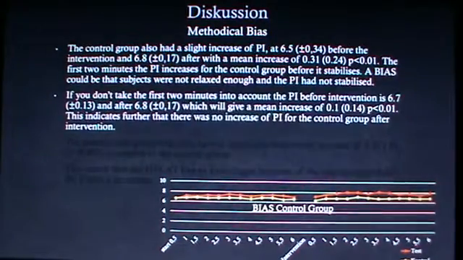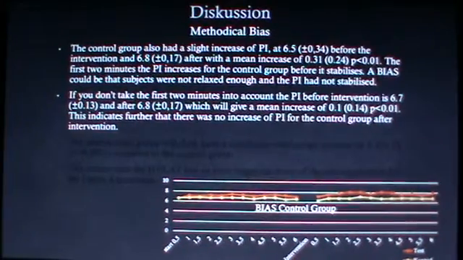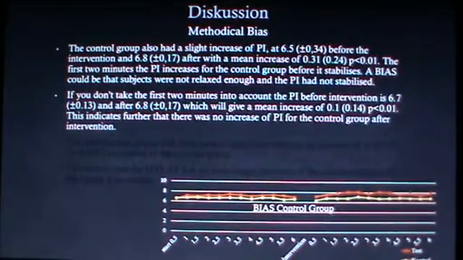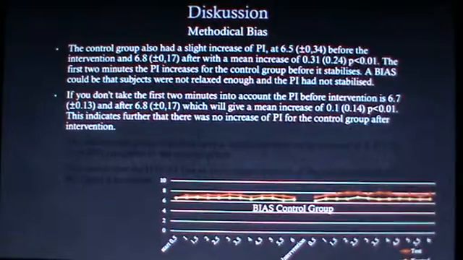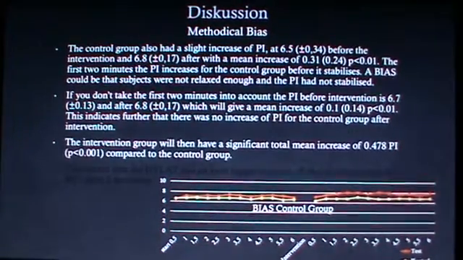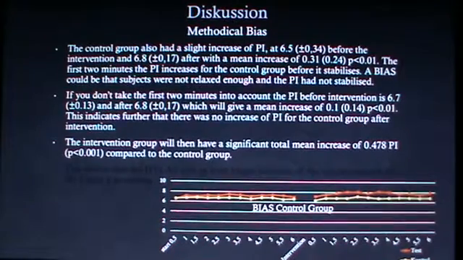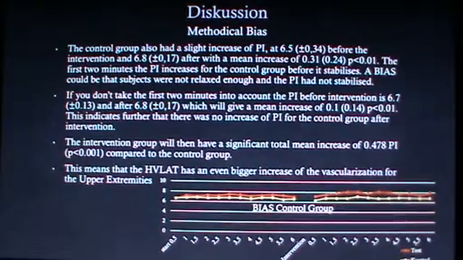If you don't take the first 2 minutes into account, the perfusion index before the intervention is 6.7 and after 6.8, which will give you a mean increase of 0.1. This indicates further that there was no increase in perfusion index for the control group after intervention. The intervention group will then have a significant total mean of 0.478 compared to the control group. This means that the high velocity, low amplitude thrust has an even bigger increase of vascularization for the upper extremities.